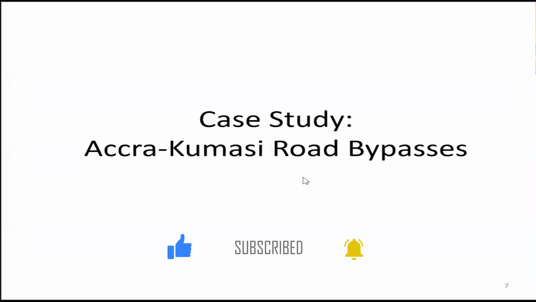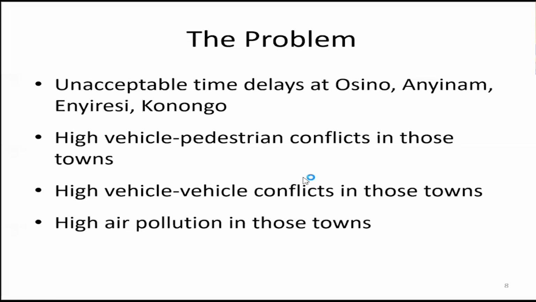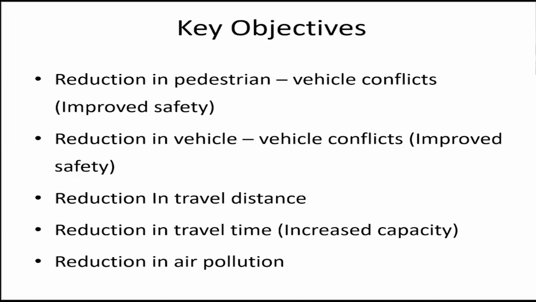We would now look at how these geometric design considerations have been applied to the Accra Kumasi Road bypass. Now, the problem that the bypasses project sought to address is the unacceptable time delays at Osino, Enyinem, Enyiresi, and Konongo. The high vehicle pedestrian conflicts in those towns, high vehicle to vehicle conflicts in those towns, high air pollution in those towns. The key objectives, therefore, were to reduce pedestrian vehicle conflicts in the area of road safety, to reduce vehicle-vehicle conflicts, to reduce travel time, to reduce travel distance, and to reduce air pollution.